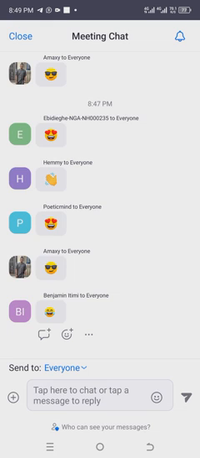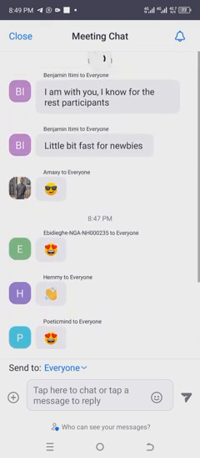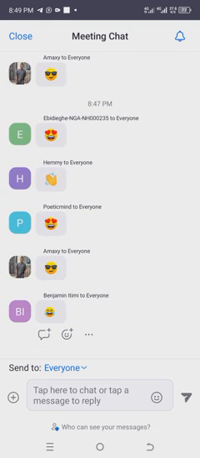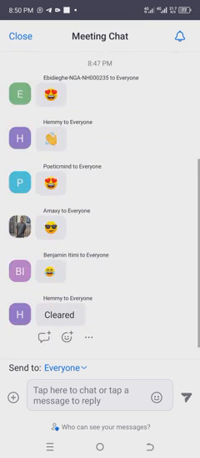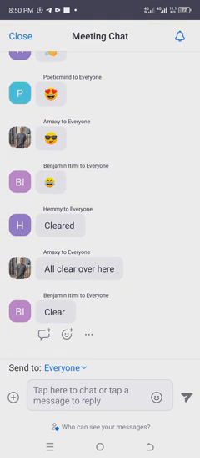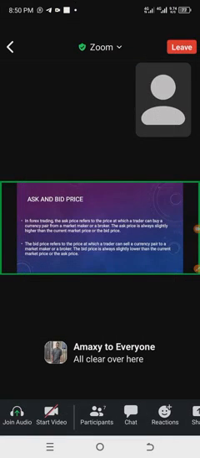Hello, are we following? Are we together? If you have any question, just ask now. Does that mean we are all clear with everything we've discussed so far? Sir Henry said clear, so we are good to go. Anyone else? Amaxi said clear. Sir Benjamin also said clear. Okay, let's continue. Let's move on from here.